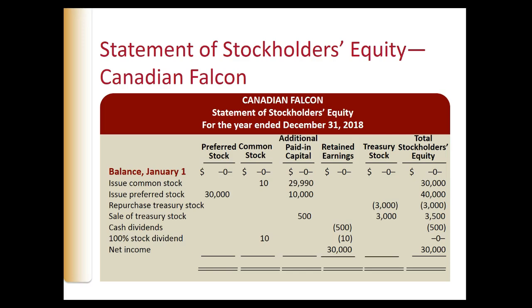The retained earnings column is sometimes shown separately and referred to as a statement of retained earnings. The repurchase of treasury stock is shown as a reduction because treasury stock reduces total stockholders' equity. The ending balance in treasury stock is 0, since all the treasury stock purchased was resold by the end of the year.